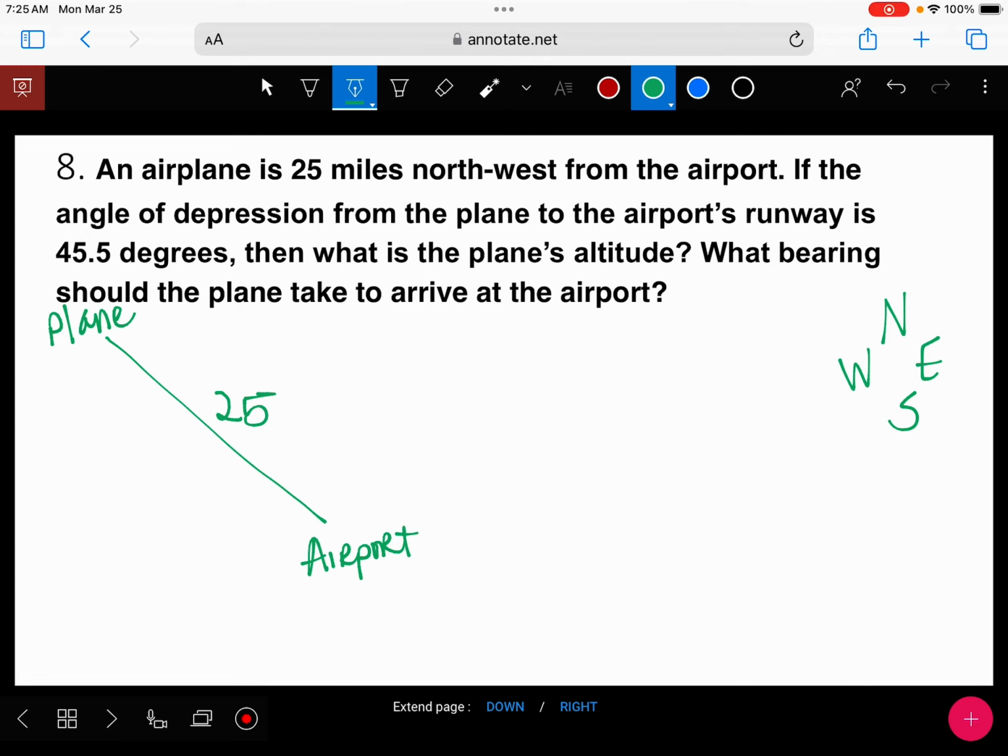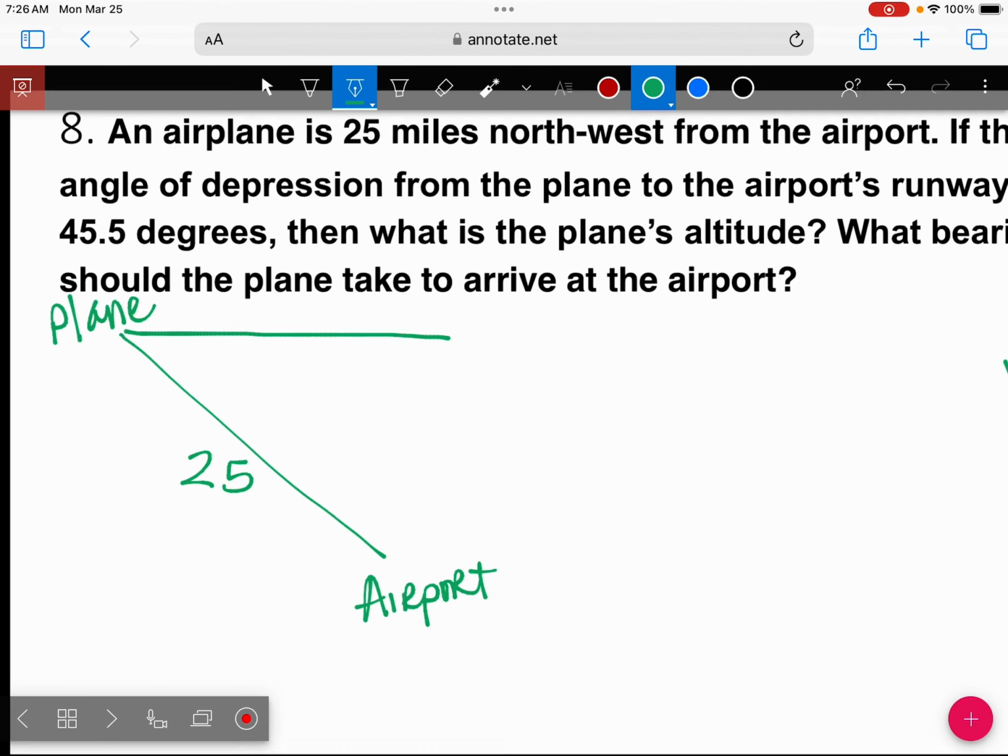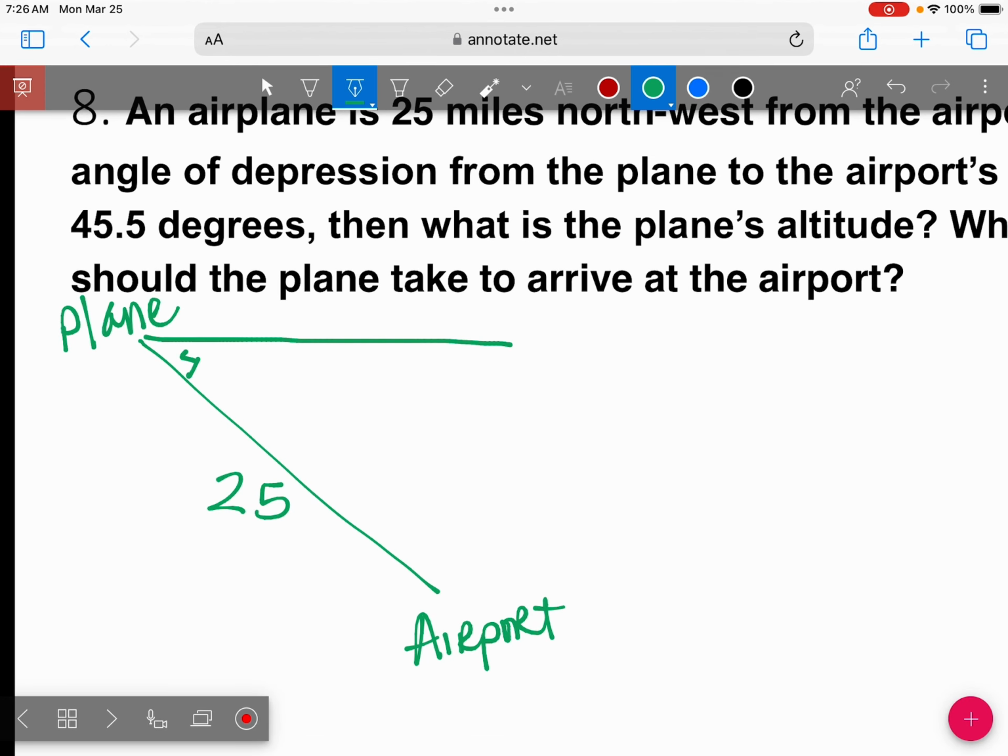It says the angle of depression from the plane to the airport runway is 45.5 degrees. So now this is where we have to think. We're going to have a rectangle, okay? But my angle of depression is always with the horizontal. So that angle of depression, I'm going to move this 25 actually, move it here. It is right here.